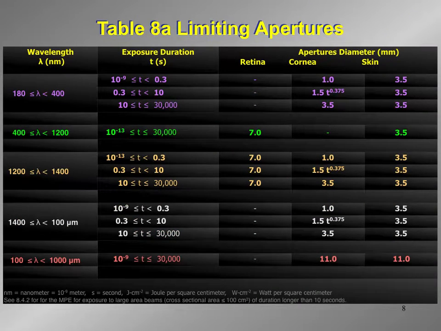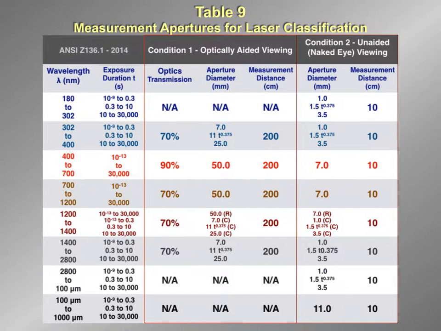We'll take a quick look at Table 8A, which is limiting apertures we use for hazard analysis. And I only point this out because if you're already familiar with this, then you're going to already know the measurement apertures for condition 1 in Table 9 for doing classification. And this is just a reminder, Table 8A, limiting apertures when we do a hazard analysis. Let's go ahead and look at Table 9 now. You'll see that based on the wavelength and exposure duration, we have a set of apertures and a distance to set these apertures to make measurements through, right?